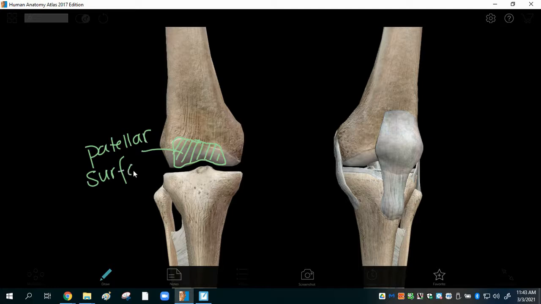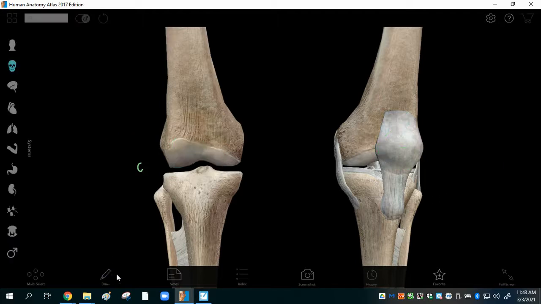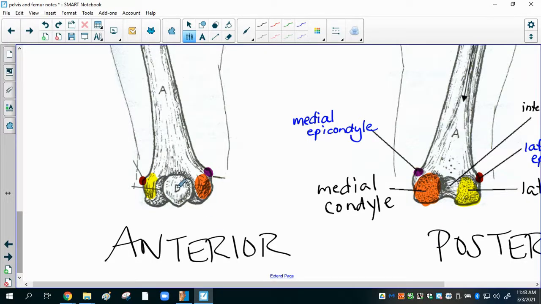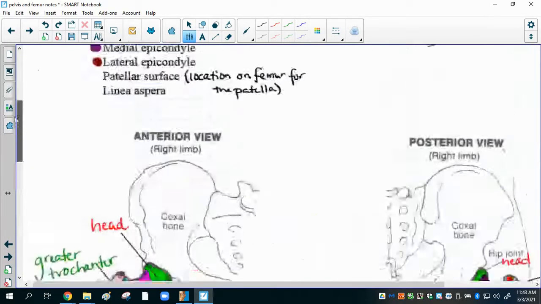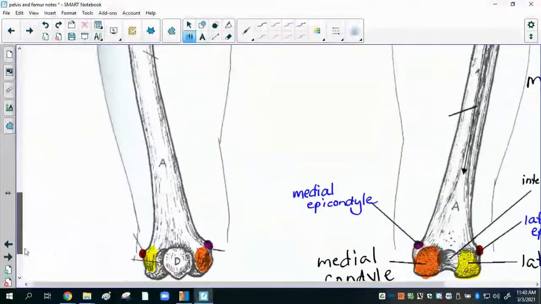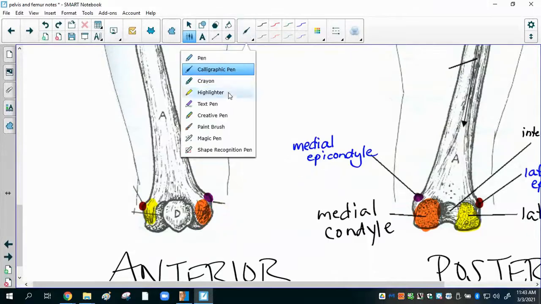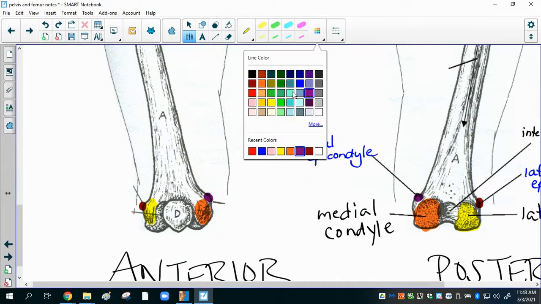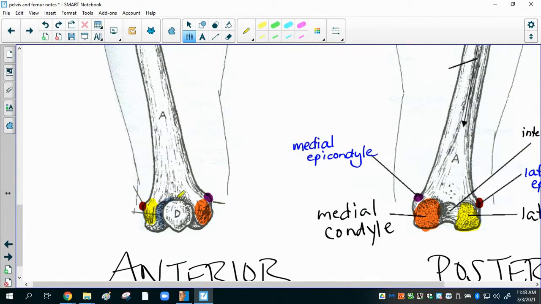And the bone itself that would sit there is the patella, okay, or kneecap. So D on your picture is the patella. And if we color carefully the area behind it, that would be the patellar surface. I'm going to embellish a little bit. Okay, and I'm going to label that as well.